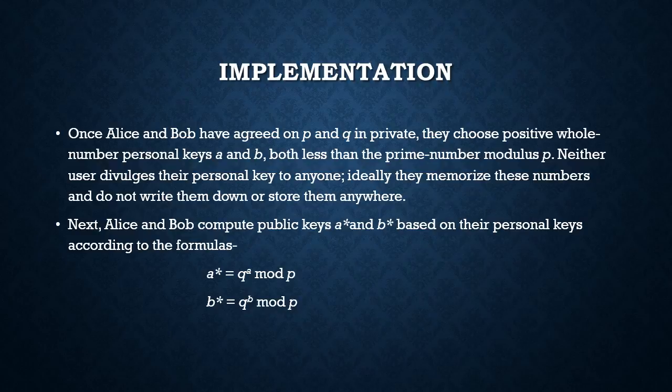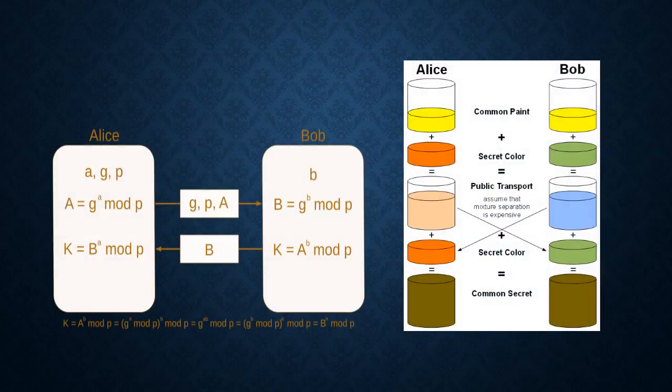Next, Alice and Bob compute public keys A star and B star based on their personal keys according to the formulas A star equals Q raised to A mod P, and B star equals Q raised to B mod P. The first diagram shows how the formulas are constructed, and the second diagram explains the logic of the Diffie-Hellman algorithm.